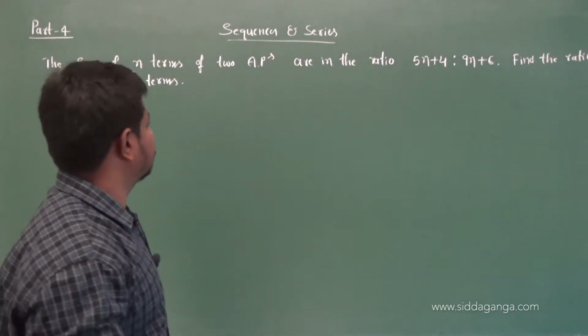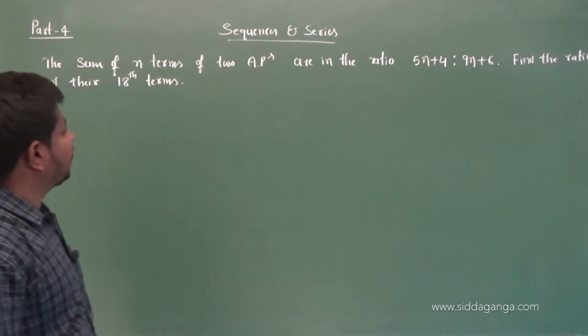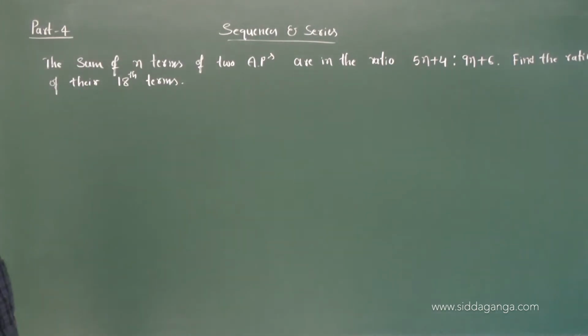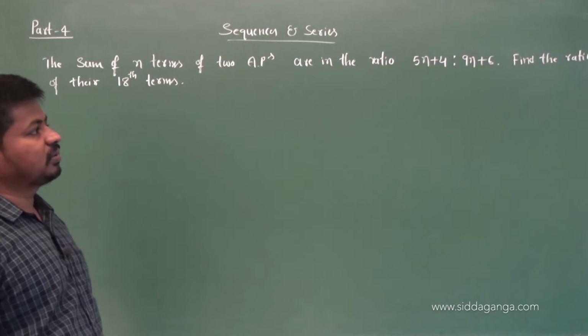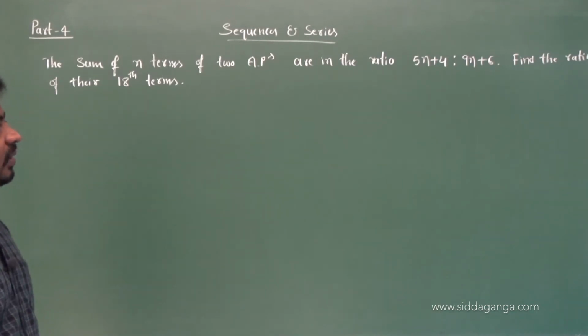Okay, question is the sum of n terms of two arithmetic progressions are in the ratio 5n plus 4 is to 9n plus 6. Then what is the ratio of their 18th terms?